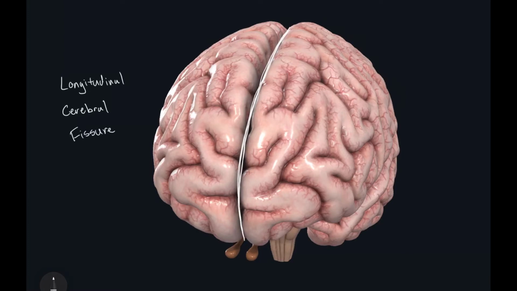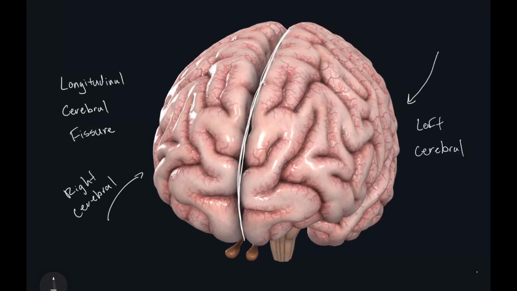This longitudinal cerebral fissure divides the cerebrum into two halves, a left and a right half. And we have to actually parent a lot of these landmarks to the corresponding half of the cerebrum. And these halves are called cerebral hemispheres. So for instance, this half right here is going to be the left cerebral hemisphere. And this half is going to be the right cerebral hemisphere.